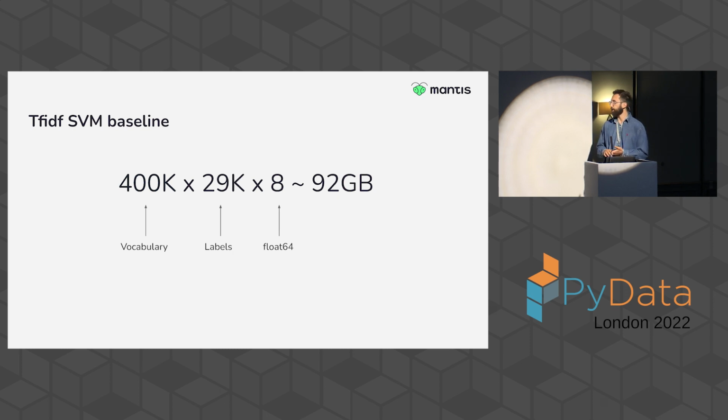We have a large vocabulary of 400,000 terms, and typically scikit-learn uses 64 bits, so 8 bytes per parameter. This would require in total around 92 gigabytes just to start one single baseline model, which is quite large and inconvenient to work with.